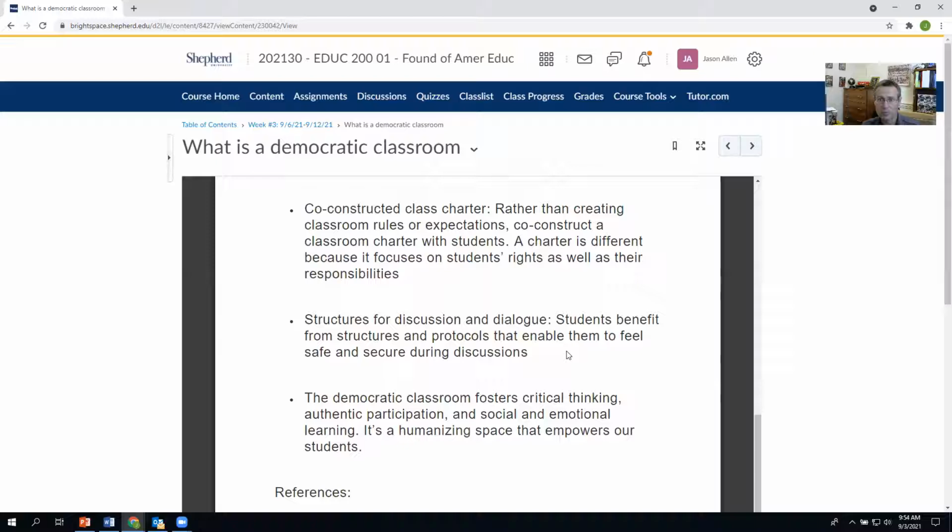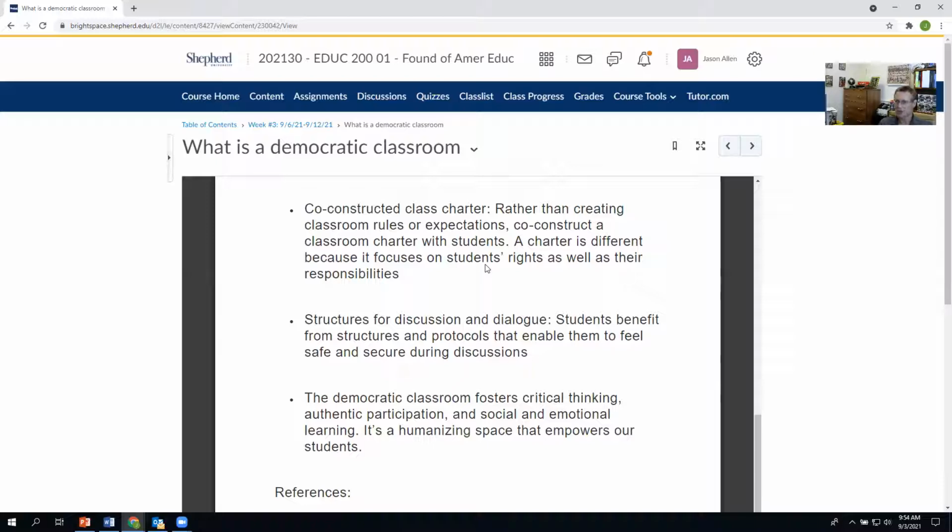I mentioned the charter, but rather than creating rules or expectations, you can do a charter. A charter is different because it focuses on rights as well as responsibilities. There you go. And of course, structure for discussion and dialogue. In a democratic classroom, you do want to make sure that your students understand how you're going to communicate.